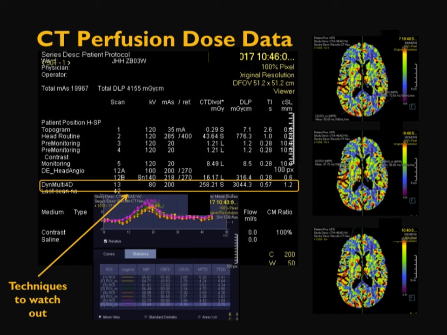I want to draw your attention to the techniques chosen here. Since this perfusion study needs to be optimized, the best option is to use a low tube voltage such as 80 kV. This indicates a dynamic study done at 80 kV, approximately 200 mAs fixed technique, resulting in a DLP of almost 300 mGy-cm.